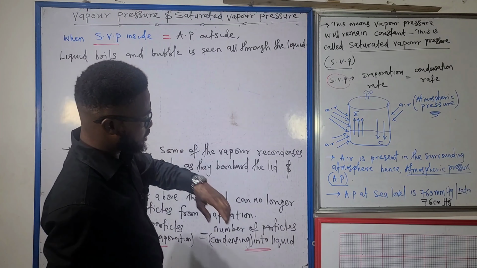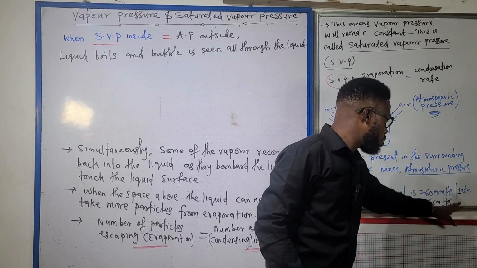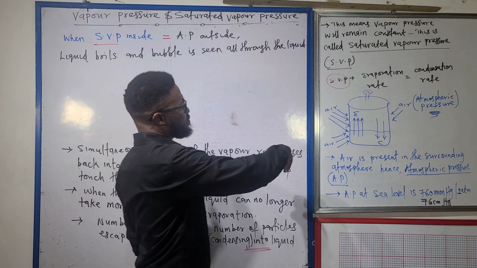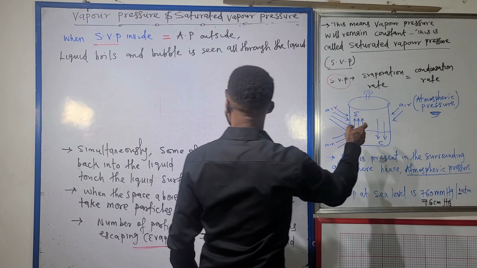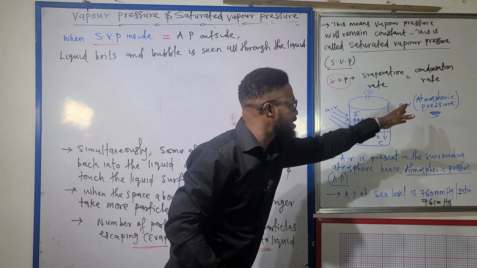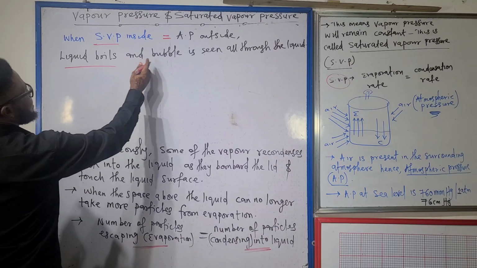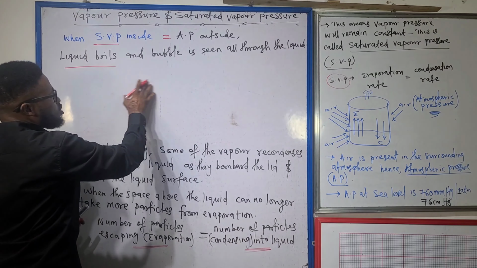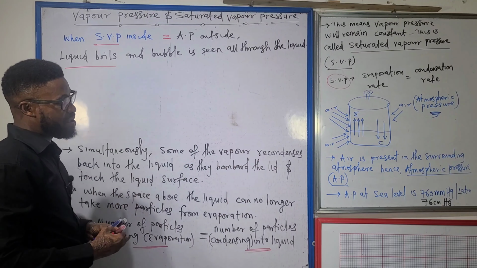So, since atmospheric pressure at sea level is 760 millimeter mercury, or what we call 1 atmosphere, or 76 centimeter mercury, when the saturated vapor pressure on the inside of the liquid equals the atmospheric pressure that we have as the air bombards on the outside of the liquid, the liquid boils, and at that point we see bubbles all through the liquid. The temperature at which that occurs is what we call the boiling point temperature.